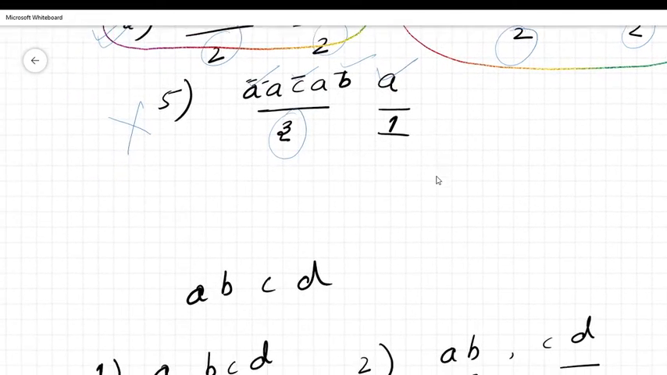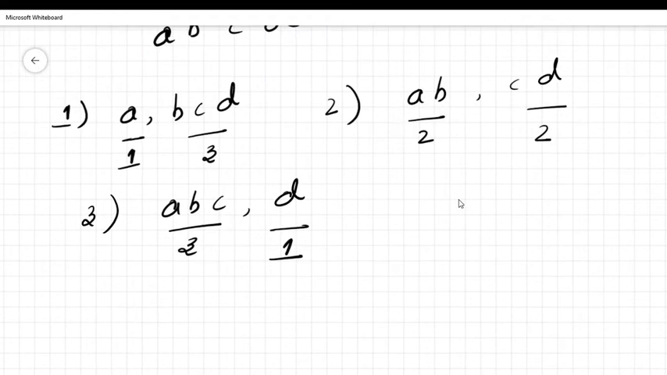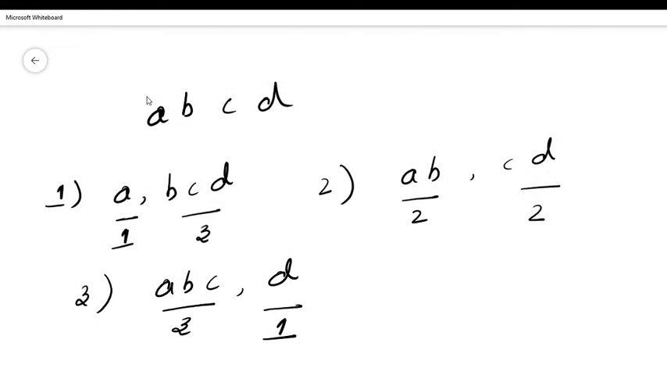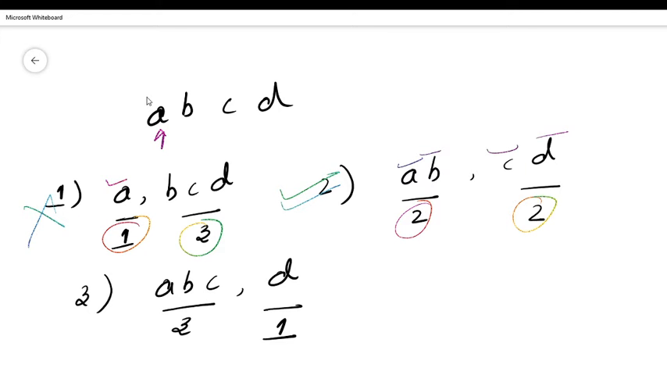Let's have a look at the second example. This is the second example given in the test case. Let's split at the first index here. A and BCD: the number of unique letters are 1 and 3, which is bad, right? Here AB and CD: the number of unique letters here is 2, here is 2, hence it's a good split. Here ABC and D: 3 and 1, not a good split. Hence the answer should be 1, right?